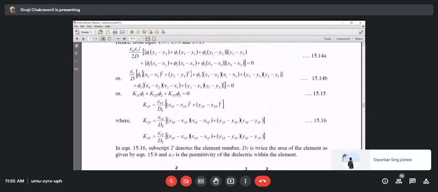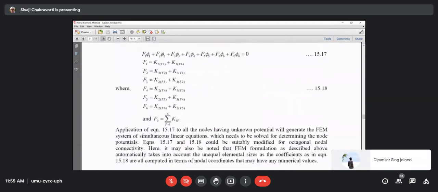First, we use equation 15.15 to develop equation 15.17 for one nodal connectivity of 6 or 8 elements, and then we extend it to all the target nodes for which potential is unknown. We write, let's say, n number of equations for n number of unknown node potentials, solve it, get the node potentials, then apply that linear interpolation equation as already shown on your screen, 15.4, and then you can get the values of electric field intensity also as the first order derivative.